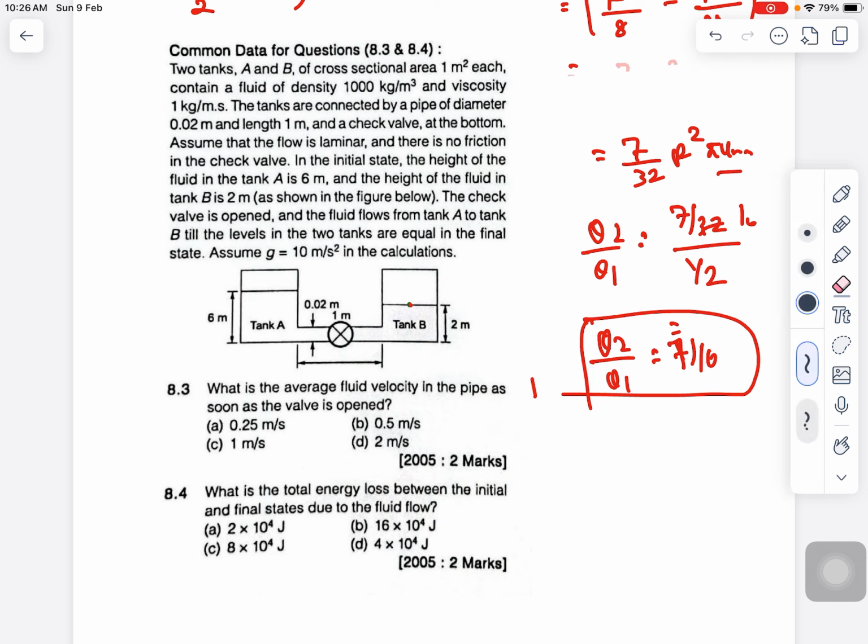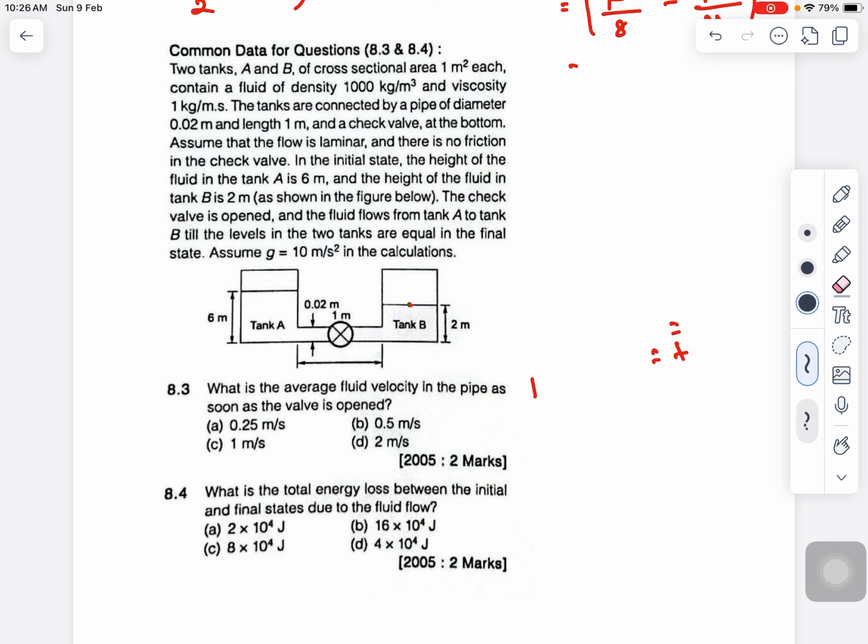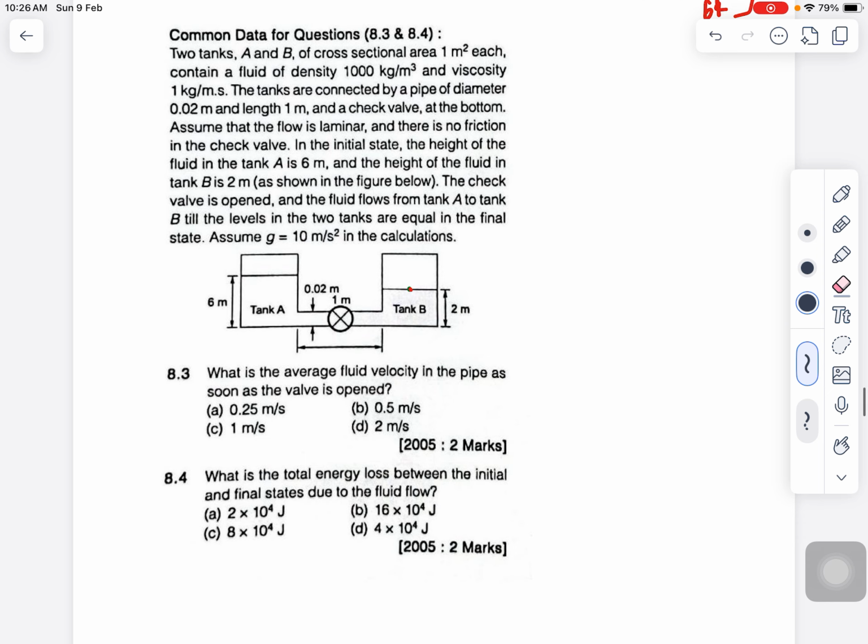Okay, and I'm just removing this thing so that I'll get a space for solving this question. Acceleration due to gravity is 10 meter per second square. What is the average fluid velocity in the pipe as soon as the valve is opened? Okay, so you are supposed to calculate this thing.